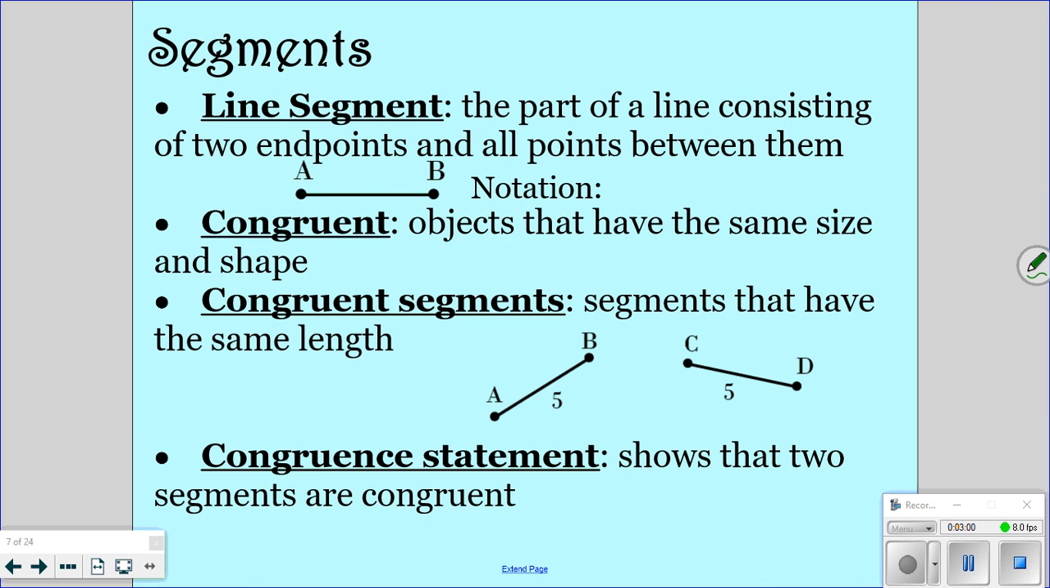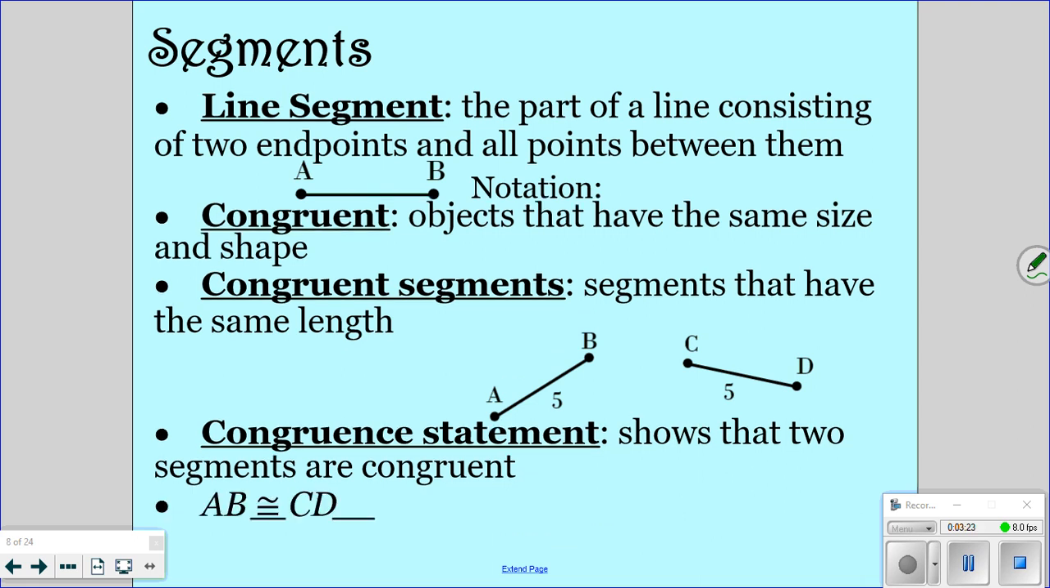A congruent statement shows that two segments are congruent. So if I wanted to say that segment AB is congruent to segment CD, the symbol for congruent looks like that. It's an equal sign with a little squiggle above it. So you could write segment AB is congruent to segment CD with the little bars above them.